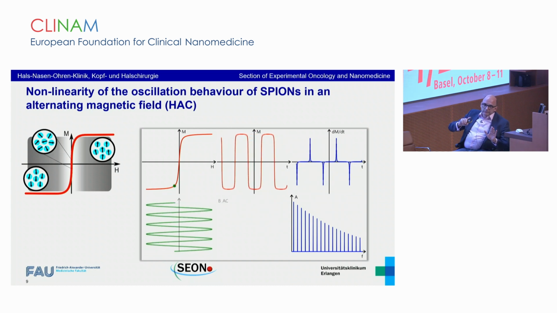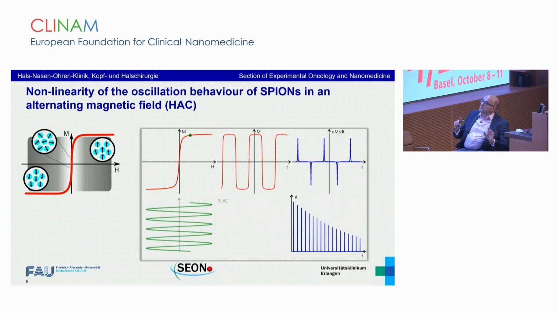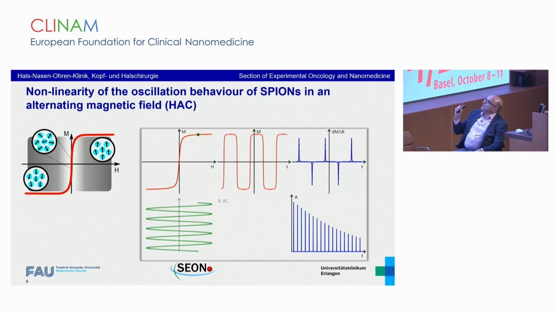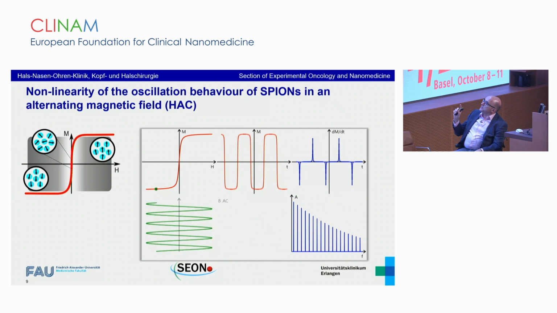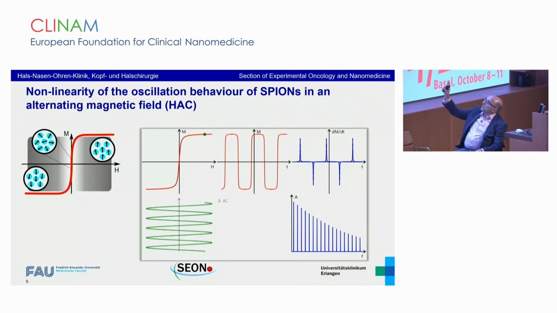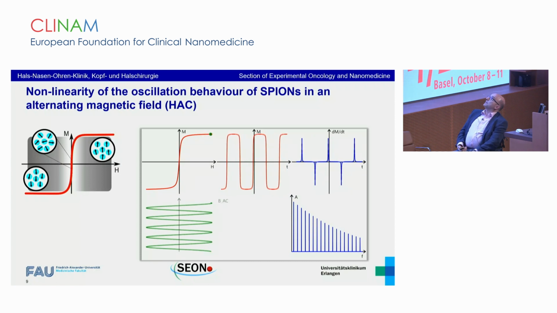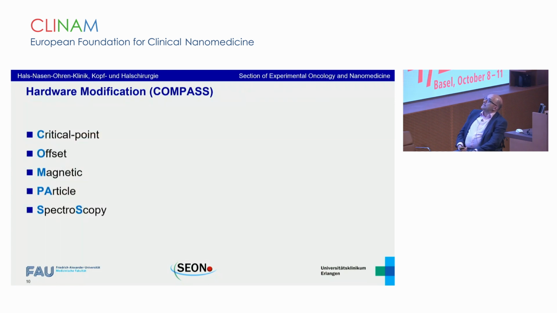You know, I'm a physician, and I am explaining a little bit of physics now, but I'm not an expert in this field, to be honest with you. But together with the colleagues in Würzburg, we delivered this. These are the harmonics, obtained with particles in this spectroscopy. And we have now developed critical point offset magnetic particle spectroscopy.